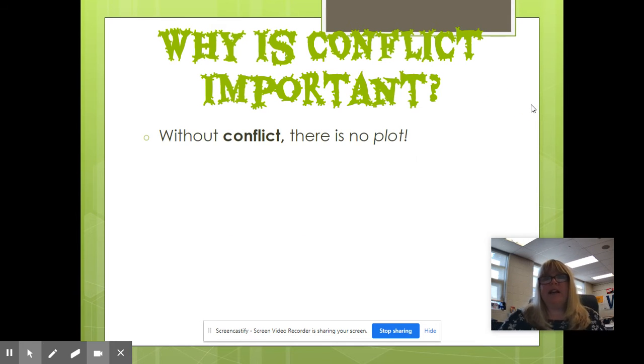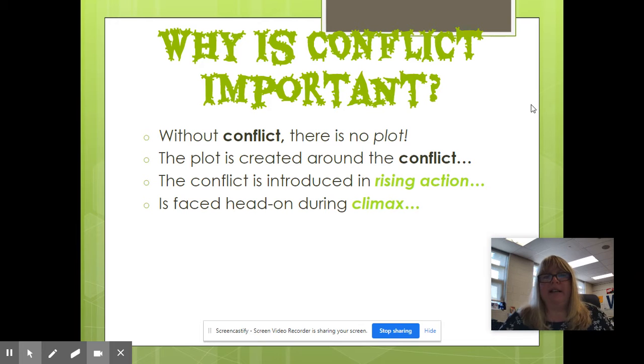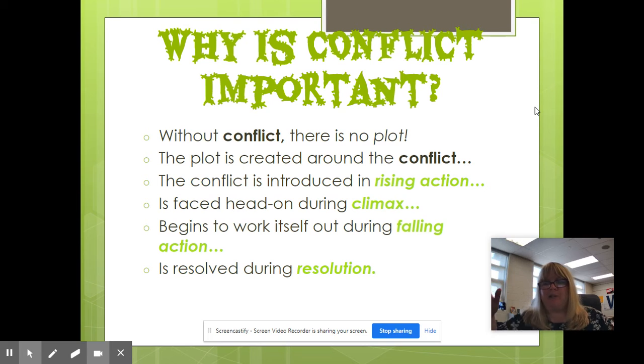Why is conflict important? Because without conflict, you don't have a plot. You don't have a story to tell. You have to have some sort of problem or tension in order to tell a good story. Your plot is created around that conflict. It's introduced in our rising action. It's faced head on during our climax. It works itself out during the falling action, and it's resolved in our resolution. Again, that's that plot mountain we've been talking about.